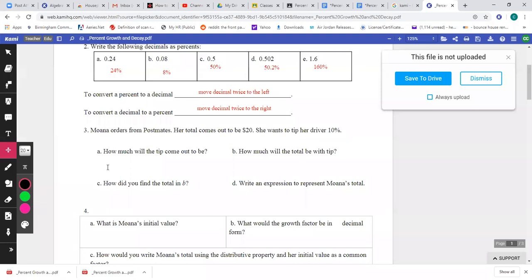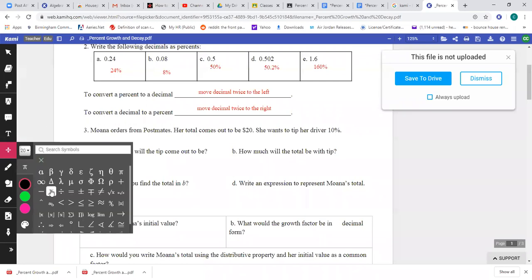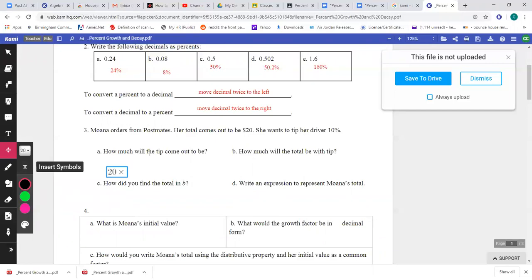Remember, if you are having a percentage problem and you want to find what percent of the total is that, all you do is you just multiply the total times whatever percent. The only thing that you have to remember is that you have to change that percent into a decimal. So this is 20 times 0.10, because I changed the 10% to a decimal, and this is going to be 2.